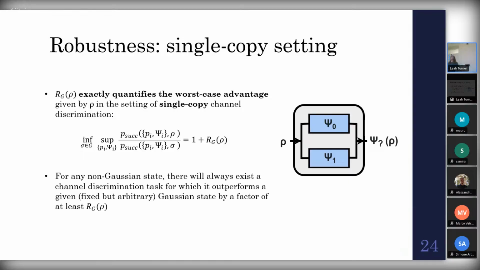And this can be interpreted as saying that for any non-Gaussian state, if you were to then give me some Gaussian state, I could always find some channel discrimination task where your non-Gaussian state outperforms your Gaussian state. And it'll outperform it by at least this amount, 1 plus the robustness of the state. We can do this for any non-Gaussian state.